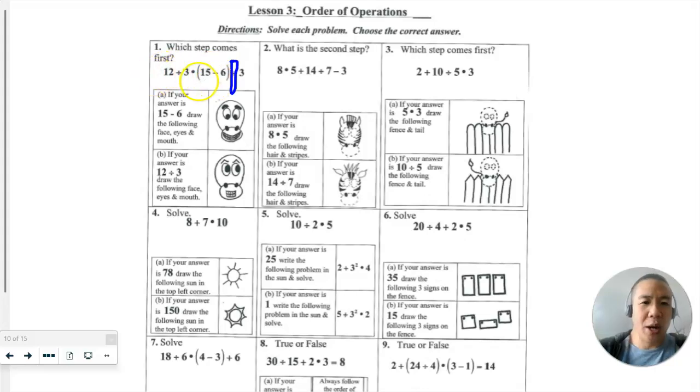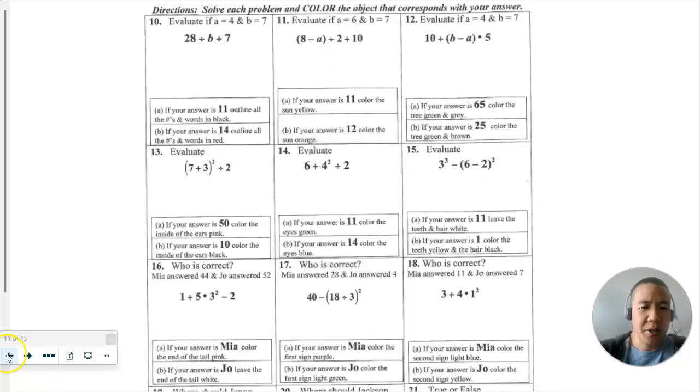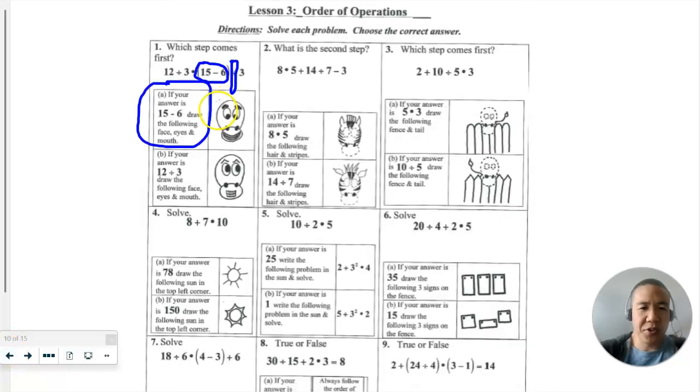So the right term, I see a 12 divided by 3 times 15 minus 6. Do you see any grouping symbol? Oh, right here. So we have to solve this grouping symbol first. So if your answer is 15 minus 6, draw the following: face, eyes, and mouth. So you draw this onto this paper right here. So I need to draw the eyebrow and so on. So you just copy this and draw this.